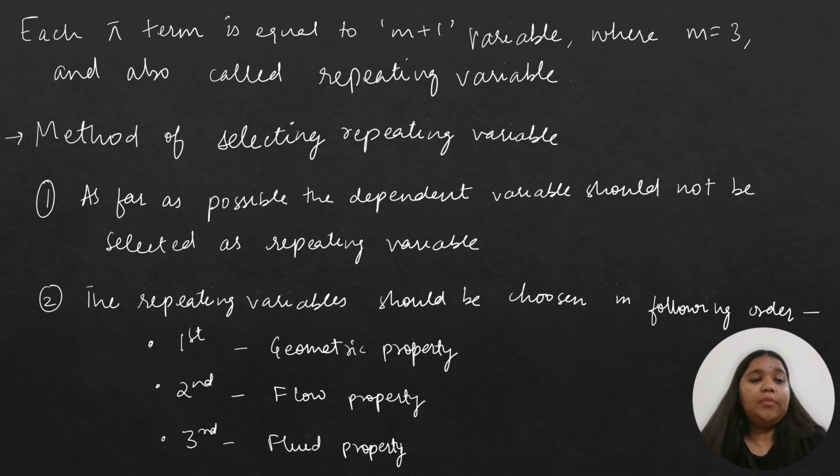In the method of selecting repeating variables, the dependent variable should not be selected as a repeating variable, and the repeating variables should include these three things in the correct order. First we choose the geometric properties, like I mentioned, these are length, diameter, and that. Second are flow properties, these are velocity, area, acceleration. Then fluid properties, density, viscosity, and like that.